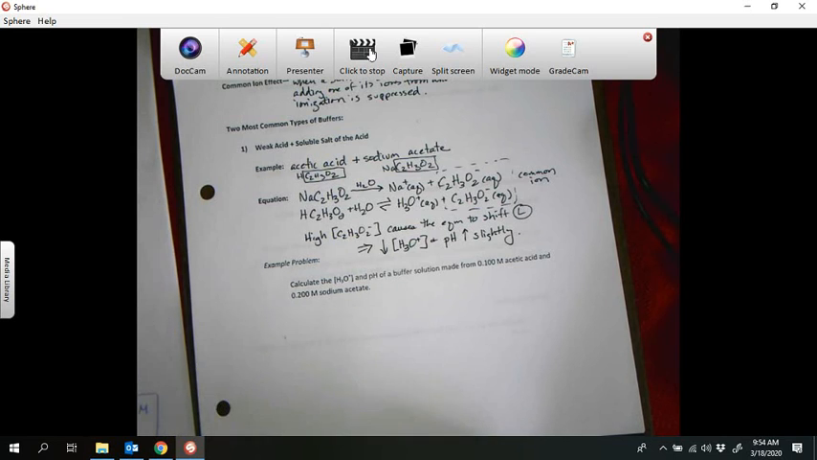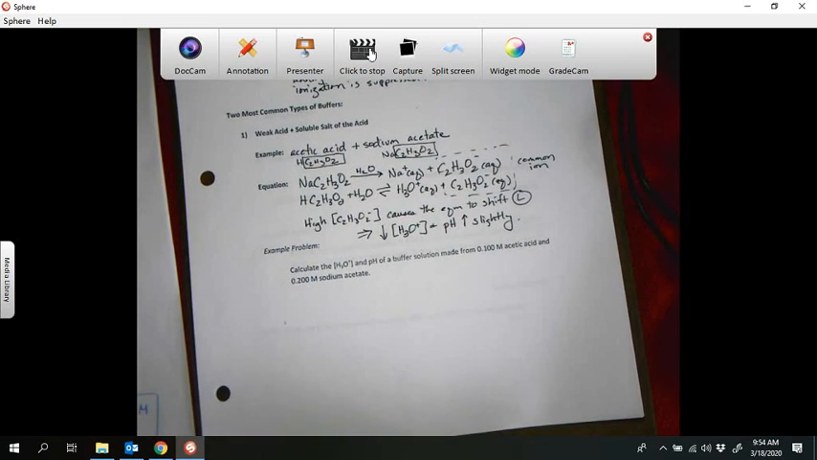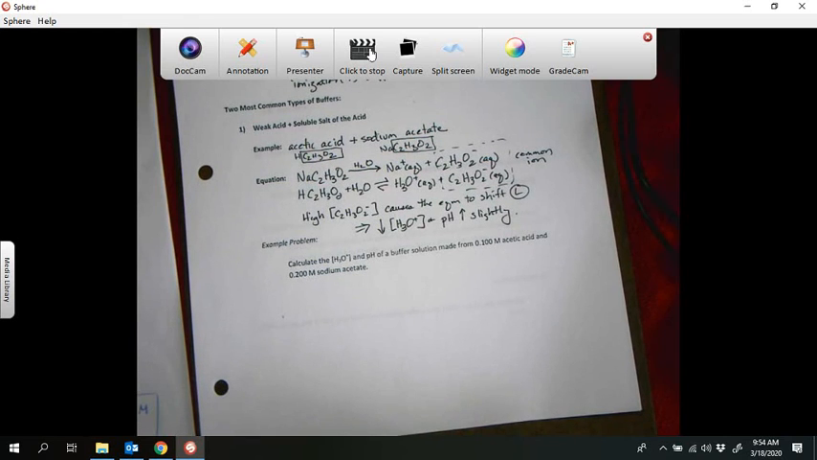In the last video, we talked about what a buffer system is, the common ion effect, and we looked at an example of a weak acid and soluble salt of the acid buffer system. So now we're going to look at our example problem and derive something called the Henderson-Hasselbalch equation.